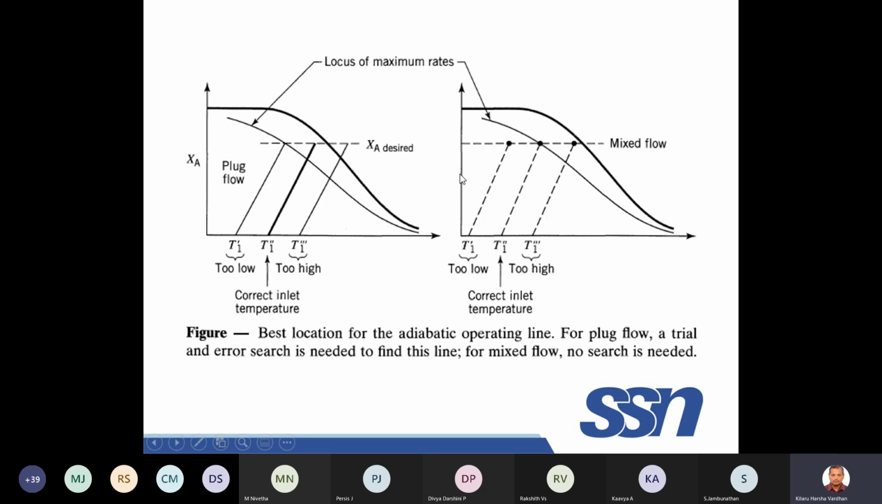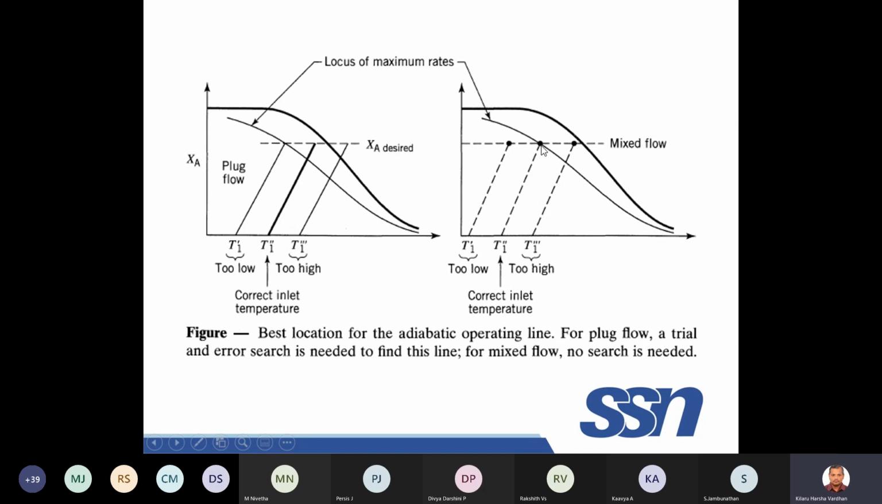Here, one important thing is this is the XA versus T plot. Now, for the XA versus T plot, you know what is the conversion which you want? This is the desired conversion. This desired conversion will meet these particular lines at a particular point. That particular point, with the slope of this, is the temperature. Because here there is only one rate, it will touch this particular rate at a particular point. Whereas here you will have different rates. That is why it is like a trial and error.